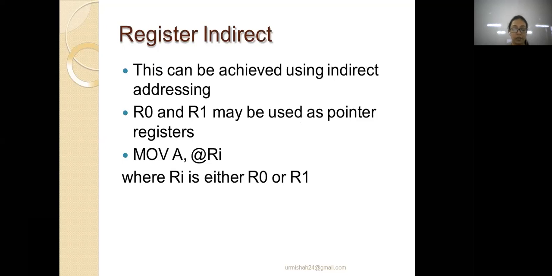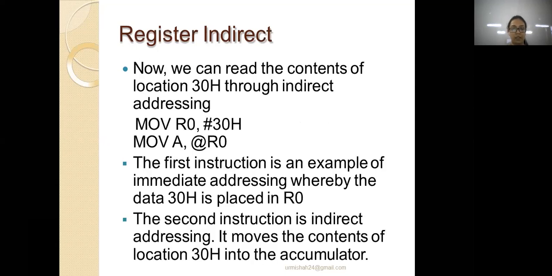The format of using register indirect addressing mode is given to you: MOV A, @Ri. Ri can be either the R0 register or the R1 register, so these will be used as pointer registers. The example given to you is MOV A, @R0.